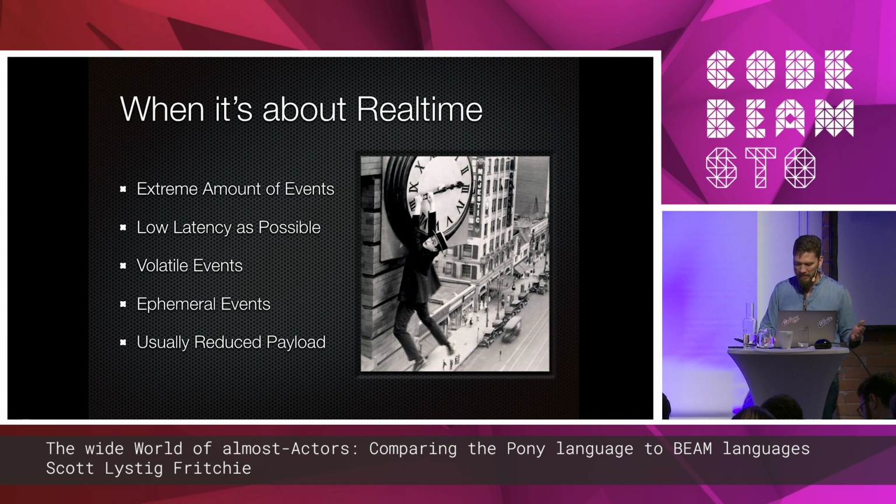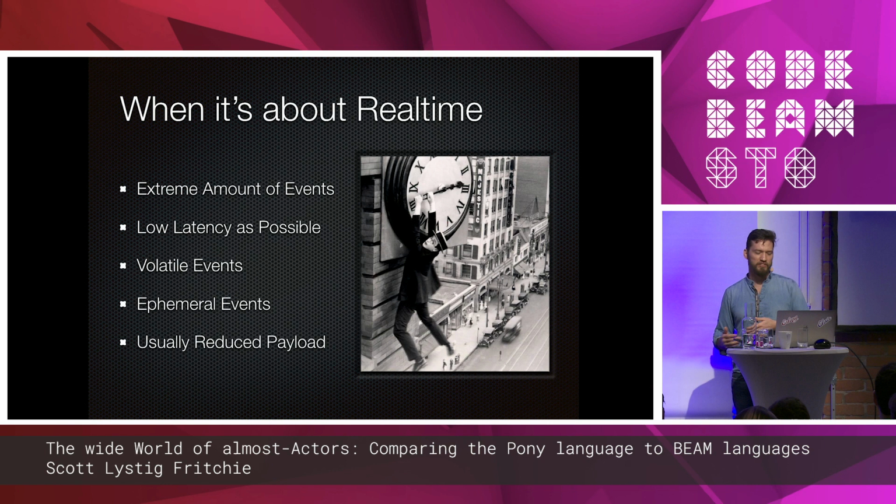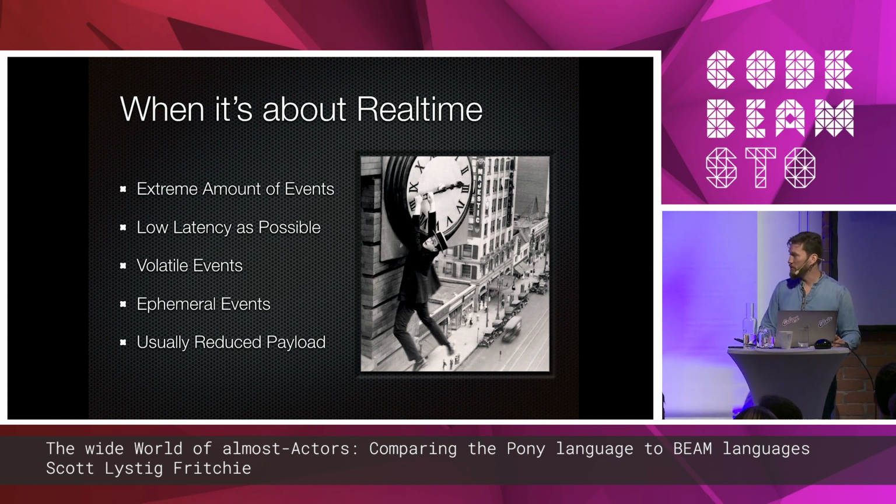Otherwise, it's completely meaningless. Those events are volatile, which means that they are not persistent. They're just there to inform at that time. Otherwise, they don't matter anymore. And they're also ephemeral. There is a slight difference between volatile and ephemeral. Volatile is when we don't store them, and ephemeral is when, if they arrive a little bit later than they should, it's just meaningless. And usually the payload is reduced.